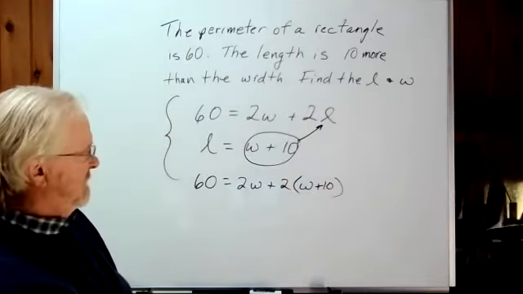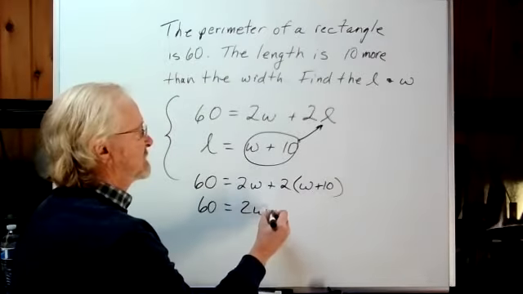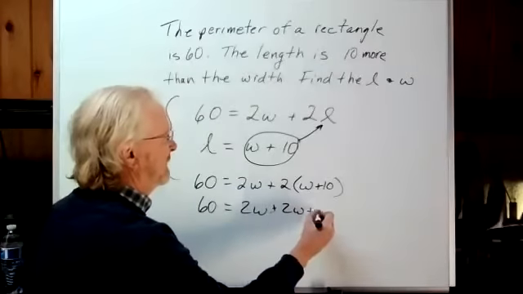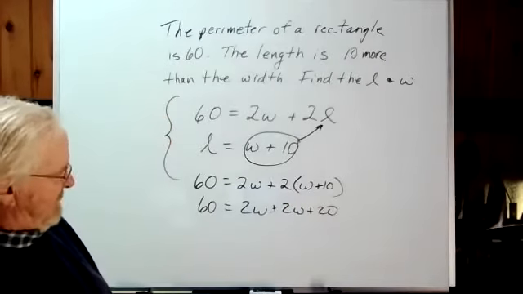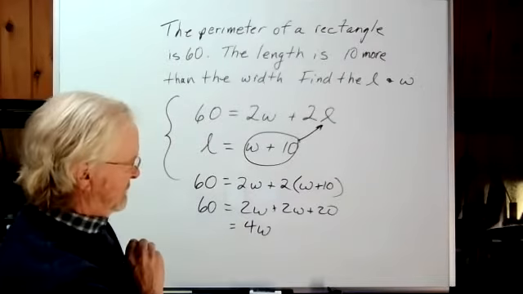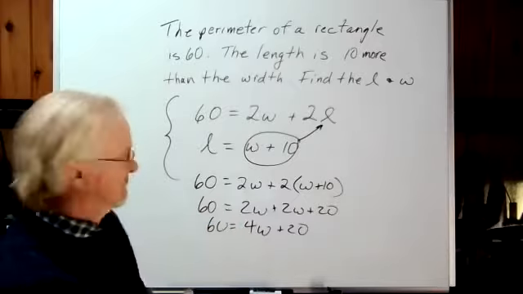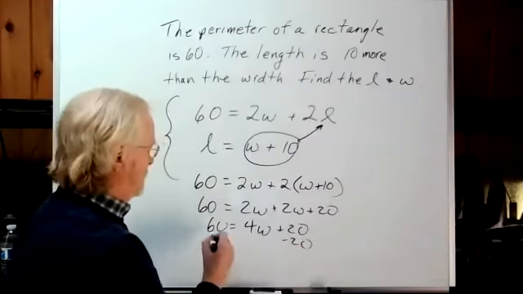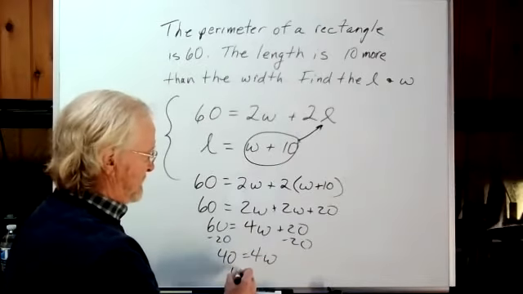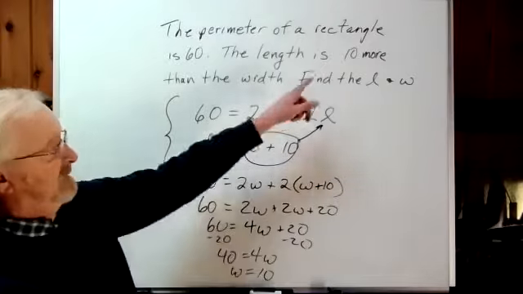All right. Distribute. I'm going to combine the W's. Subtract the 20. 40 is 4W. I guess W must be 10, huh? All right, with that, find the length and the width.